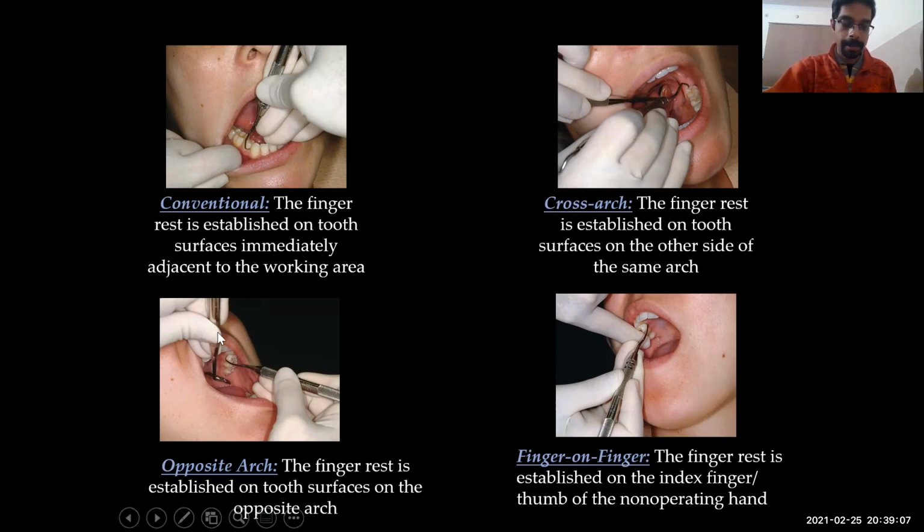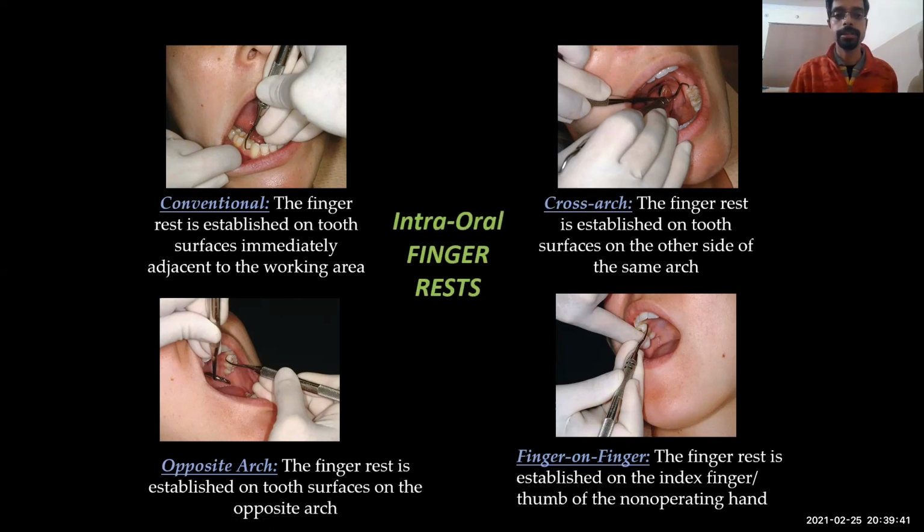Opposite arch means if we are working on the first quadrant, we have to place the finger rest on the fourth quadrant. Finger on finger means a finger of the working hand is used to provide, for example, a table on which the ring finger of the working hand will be placed and used as a rest. This is finger on finger. So we have four types: conventional, cross arch, opposite arch, and finger on finger. These are intraoral finger rests.